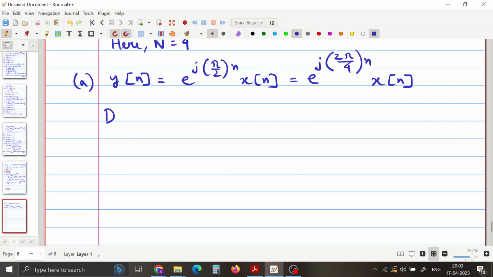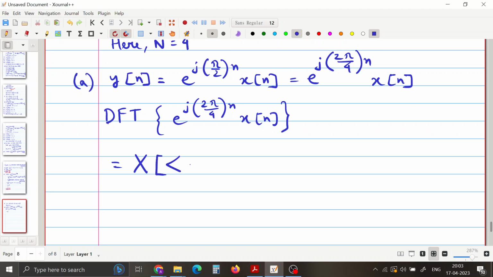So the DFT of e power j 2 pi by 4 n x of n is nothing but the original DFT x of k shifted by 1 unit or 1 sample.